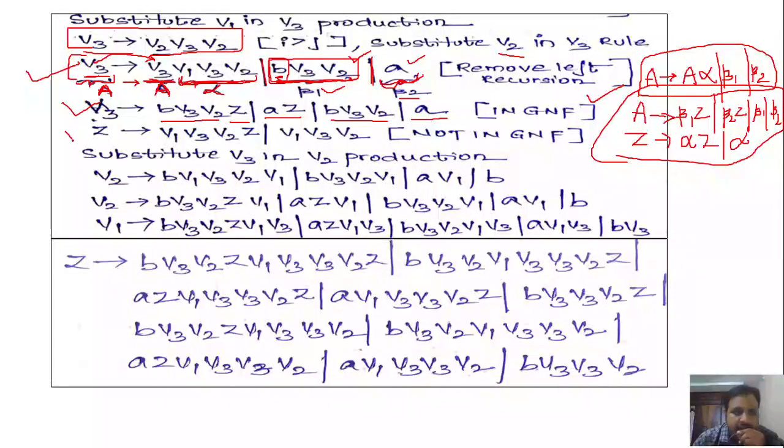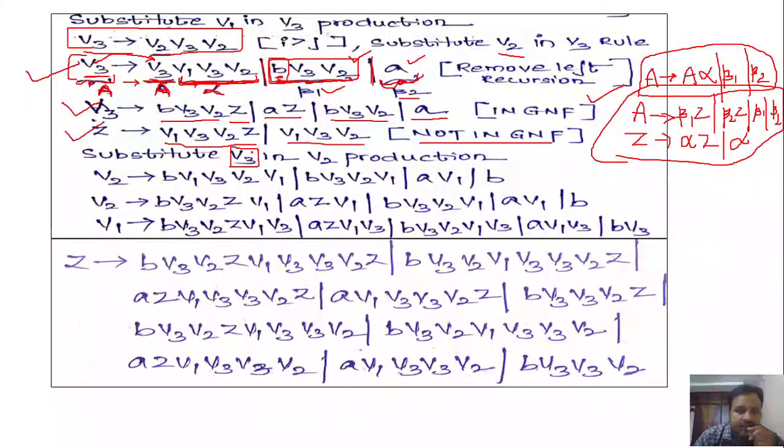Then next, capital Z indicates alpha. What is alpha? V1 V3 V2, right? So Z denotes V1 V3 V2 Z, that is alpha Z, or alpha, which is V1 V3 V2. If you observe, this is not in GNF, so we have to convert it into GNF later. By seeing this production rule, we can say that V3 is in GNF, right? So we can substitute this V3 value in place of V3 wherever it appears in the body of a production to make that production GNF, right?